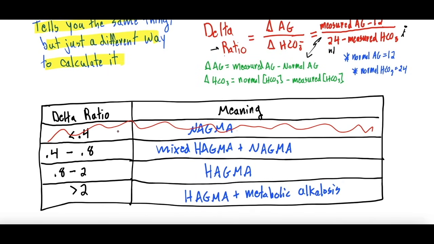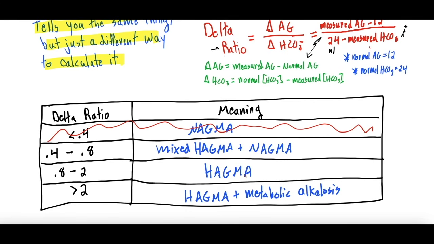So if it's 0.4 to 0.8, you have a mixed high anion gap metabolic acidosis plus a non-anion gap metabolic acidosis, which essentially just means that, like we talked about, your measured bicarbonate is lower than it should be because you're losing bicarbonate because you have this combined non-anion gap metabolic acidosis. And as we talked about in video 4, our last video, in non-anion gap metabolic acidosis, you lose bicarb, which makes this ratio lower.